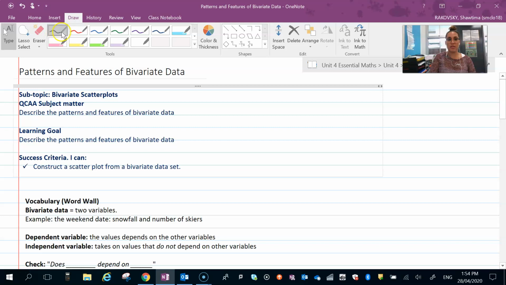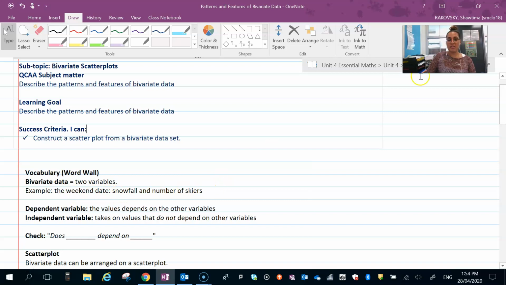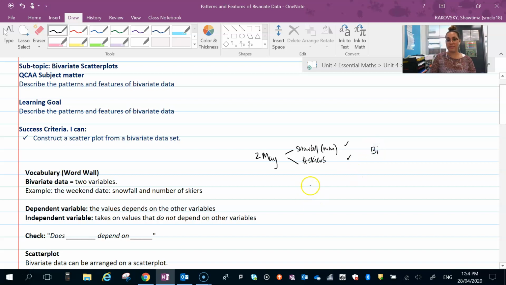So bivariate data is two variables. If we have a look here, the day that we have, we might just pick today's date, which is the 28th, or the weekend's date, which is going to be the 2nd of May. For this date, we can record the amount of snow fallen, and that might be in millimeters, and we can also record the number of skiers. One piece of data, two pieces of data. That's what is meant by two variables, or bivariate data.